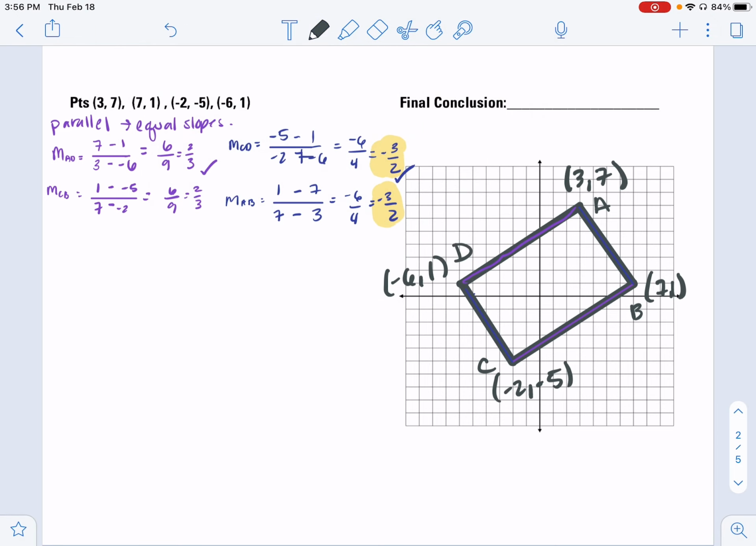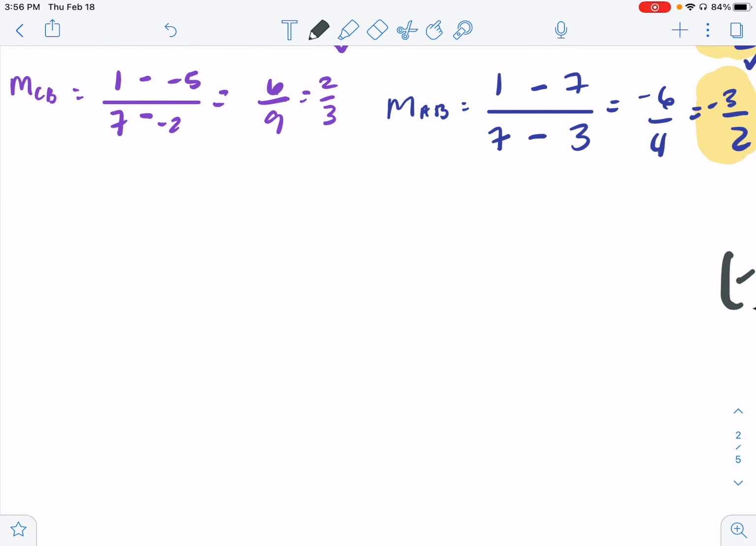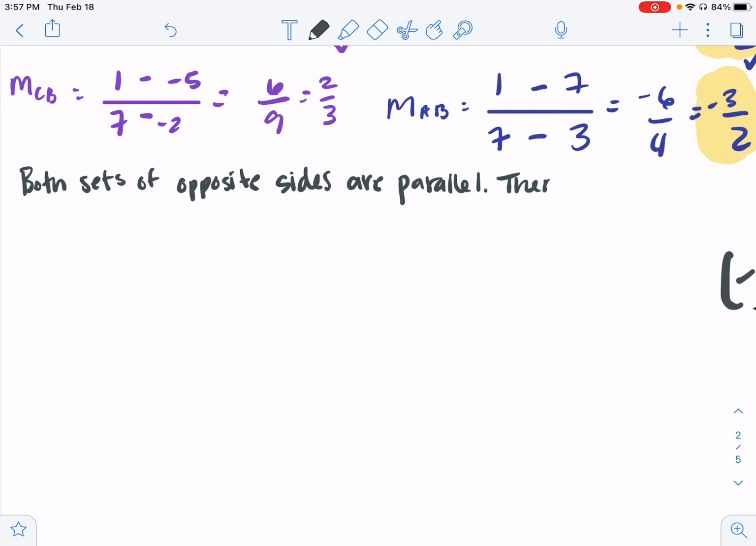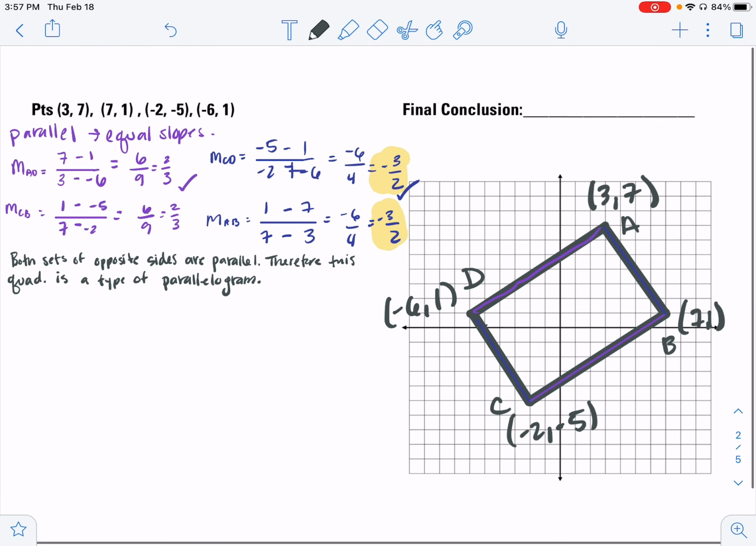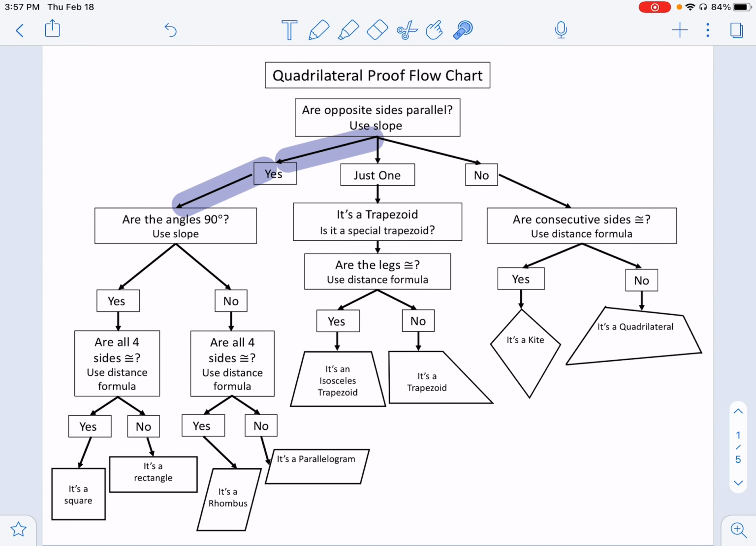So with a really good proof, I'd actually go ahead and write a statement here in words. Both sets of opposite sides are parallel. Therefore, this quadrilateral is a type of parallelogram. But notice I wouldn't just stop here because I'm not done. I still have more questions to ask.